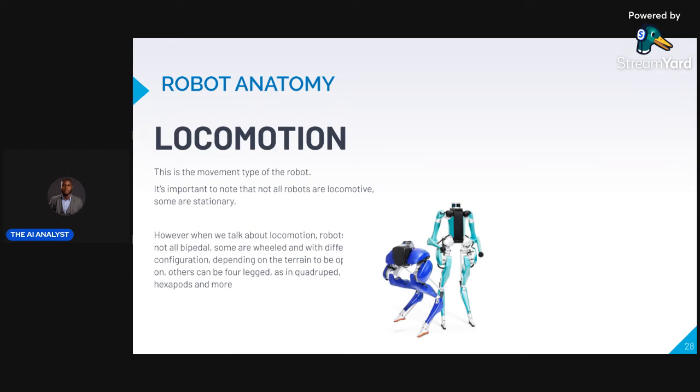Now, when we talk about locomotion, not all robots are bipedal. Remember, we said this when we were talking about some myths people have about robots. It doesn't have to exist on two legs. It could exist on wheels, four wheels, five wheels. It could even have more than two legs: four legs, six legs, and a whole lot of that.